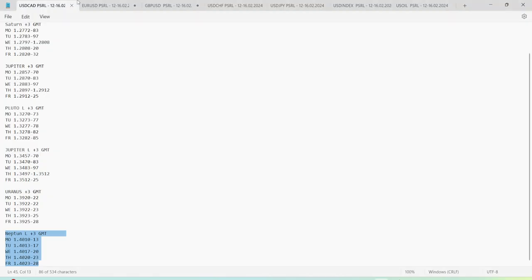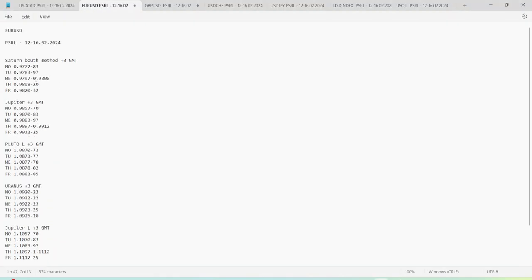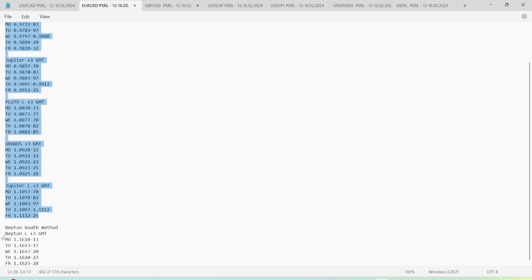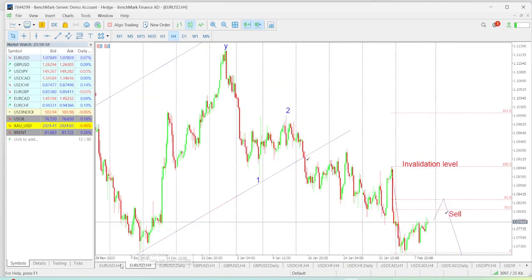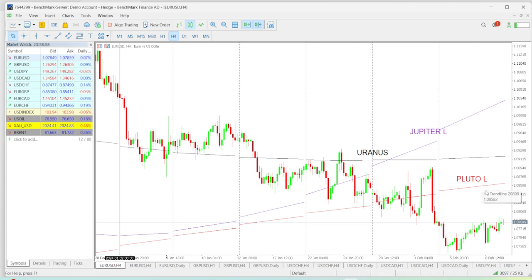Let me provide you the levels for the next week. The first portion and the next portion. Even I expect that the price will go to Pluto line here and maybe will bounce from this level here. We'll see.